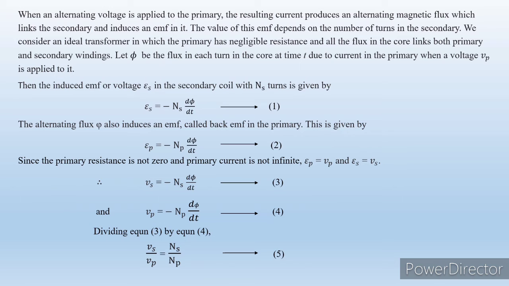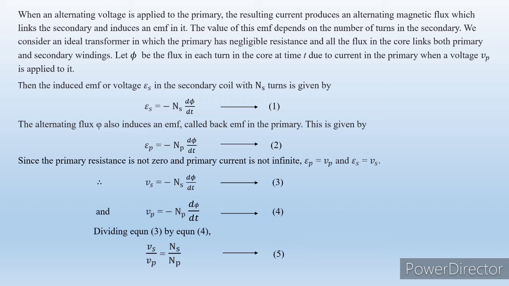Let phi be the flux in each turn in the core at a time t due to current in the primary when a voltage Vp is applied to it. Then the induced EMF or voltage Es in the secondary coil with Ns turns is given by Es equal to minus Ns into d phi by dt, equation 1.